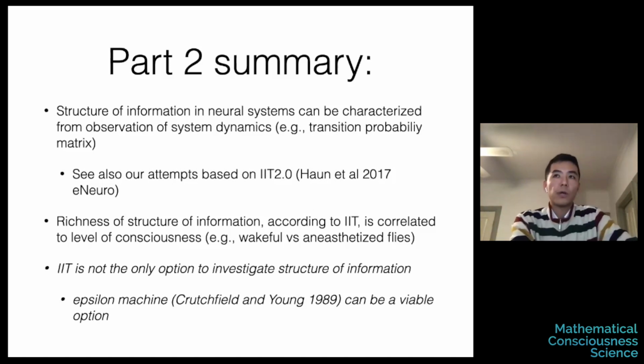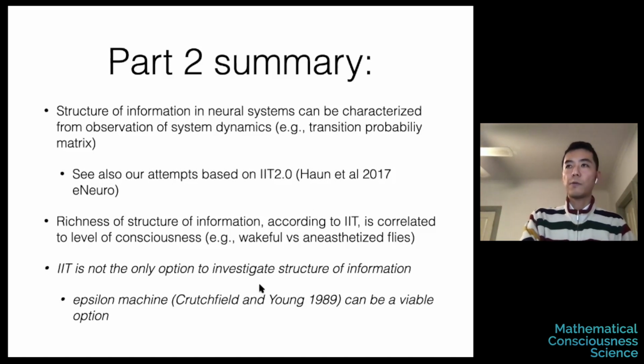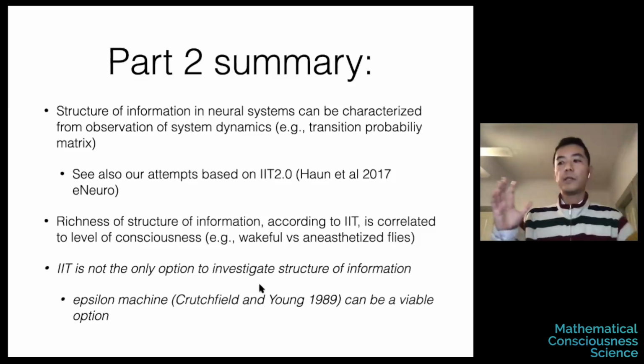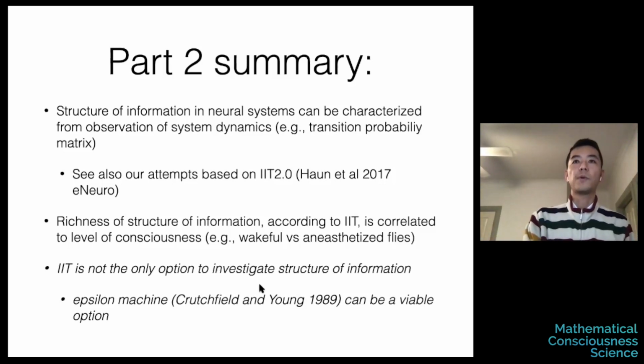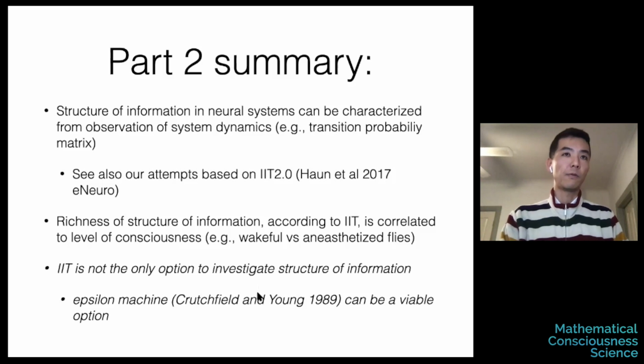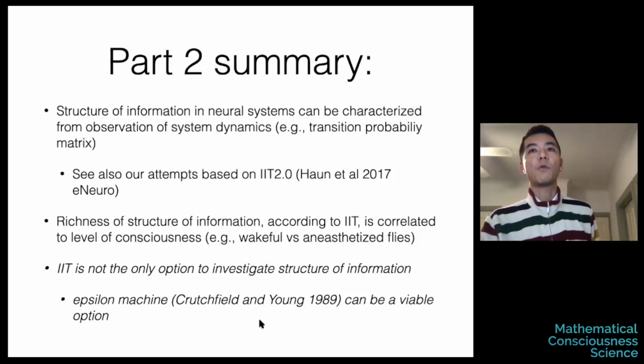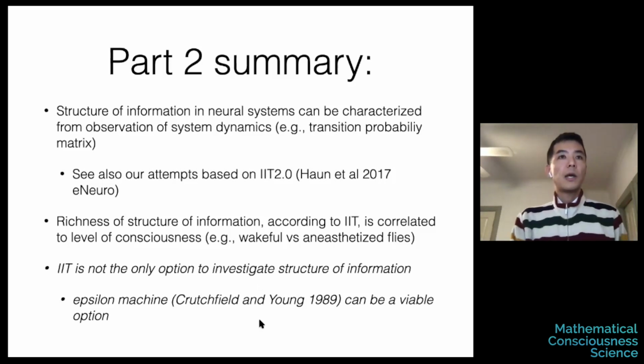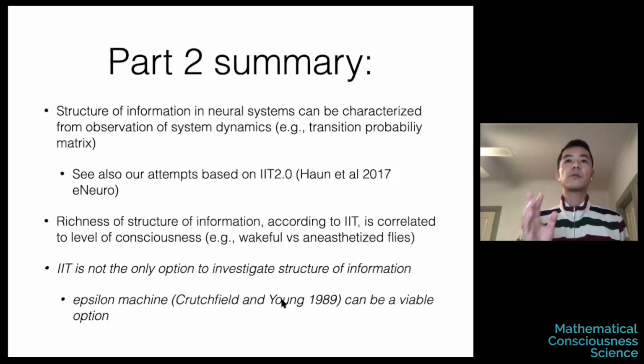And according to IIT, richness of the structure of information, or the volume of this shape, should correspond to a level of consciousness, and it seems it's more or less supported so far. And one thing I just briefly want to mention is that IIT is not the only option to investigate the structure of information. Briefly, I'll talk about the epsilon machine approach, or computational mechanics.